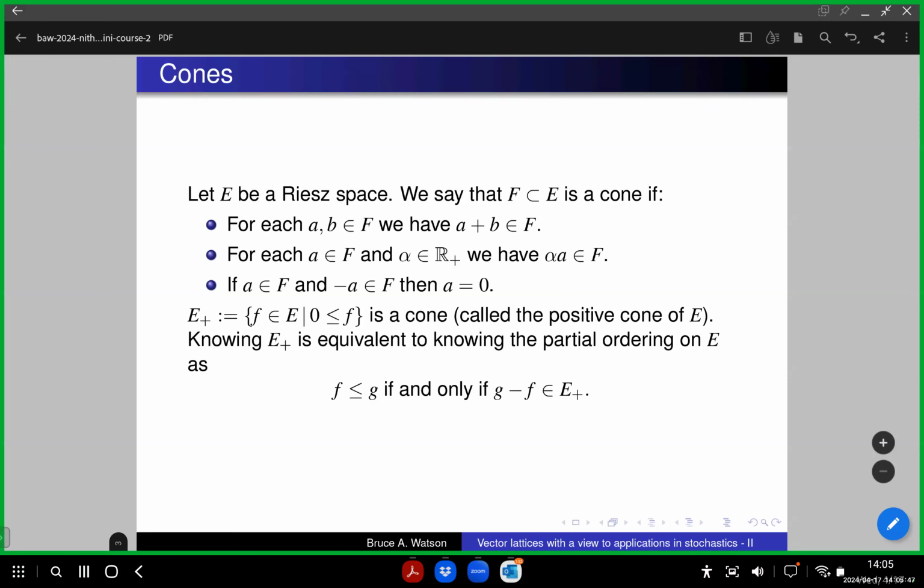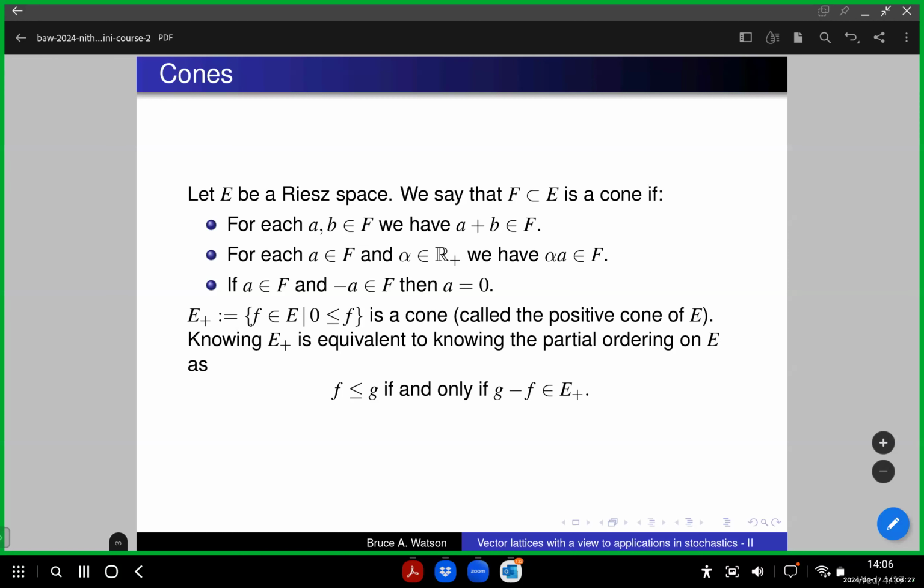And the third property we require is very similar to antisymmetry when one thinks about relations. And this is that if A is in F and minus A is in F, then A has to be 0. Now, in the middle of last lecture, we defined something called E+, which was the set of elements from E which were above 0, and we called it the positive cone of E. And the name was not by mistake. It obeys these three properties.